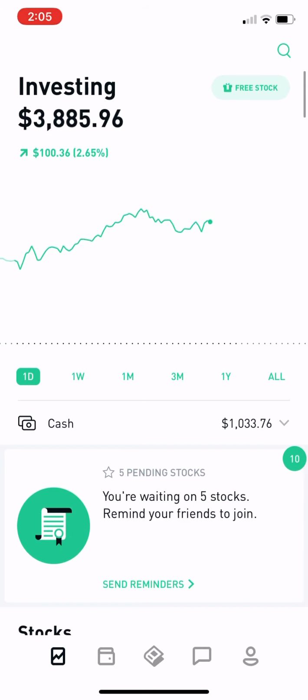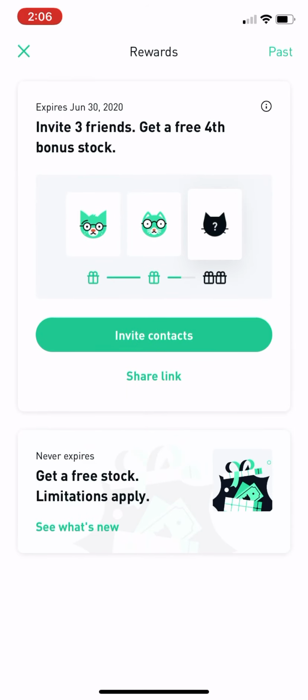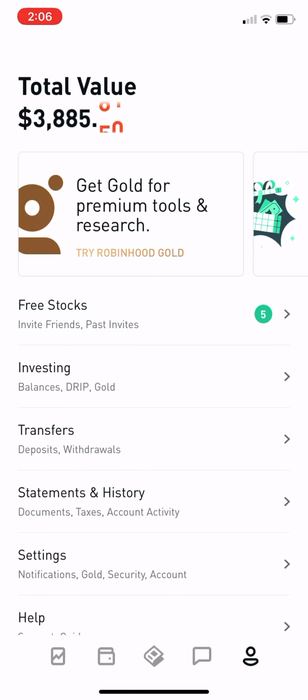Alright guys, so getting into the video, how the Robinhood referral program works, I'm going to give you guys a quick rundown. What you want to do is click the little person icon on the bottom right corner, and you're going to click the free stocks button right here. And basically how this works is if you have a friend or family member who wants to start using Robinhood to start trading stocks, what you would do is click the share link button right here in the middle, and you'd give your friend or family member this link to sign up to Robinhood. And once they complete the sign up process, you both will receive a free stock.